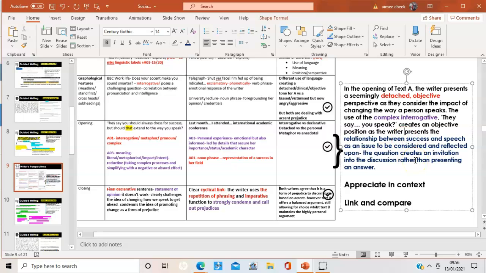The writer successfully. Now I'm beginning to be evaluative because I'm saying it works. The writer successfully presents the relationship between success and... I've just seen success and success, so I might change that, say effectively, so that I'm not using two words that are too similar, too close to each other. So the writer effectively presents the relationship between success and speech as an issue to be considered and reflected upon. The question creates an invitation into discussion rather than an answer.